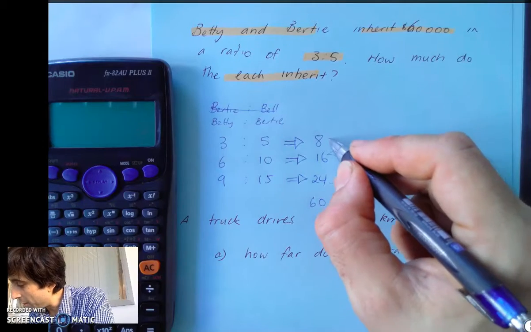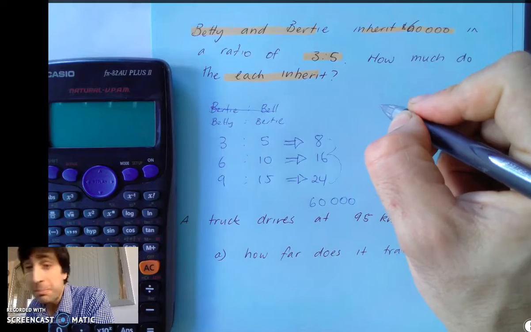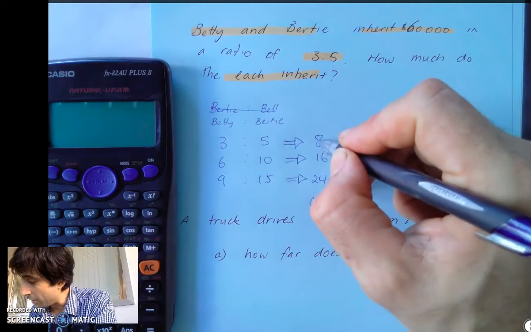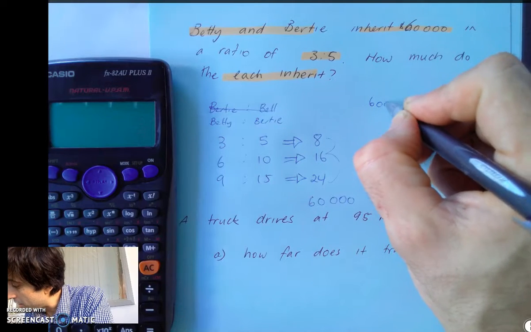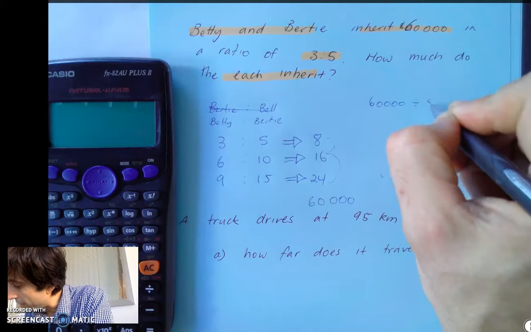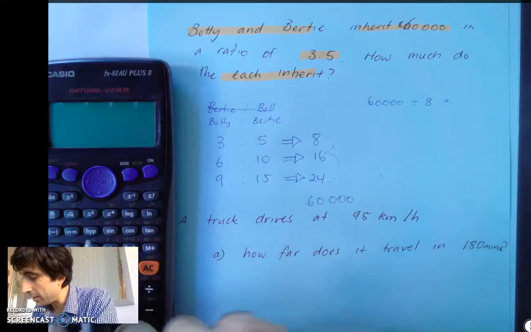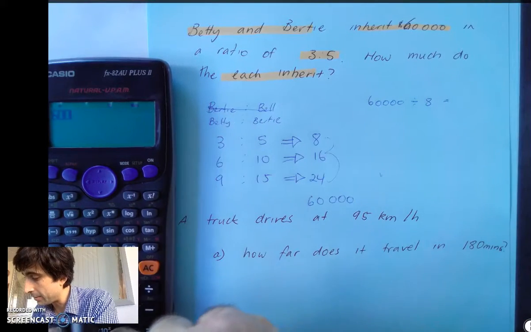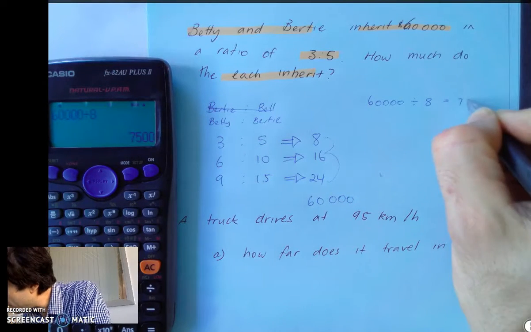In other words, so how do we get from 8 to 60,000? My maths would be, we need to say, well, how many lots of 8? So step 1 is 60,000 divided by 8. So what's 60,000 divided by 8? Let's whack it into the calculator. 7,500.